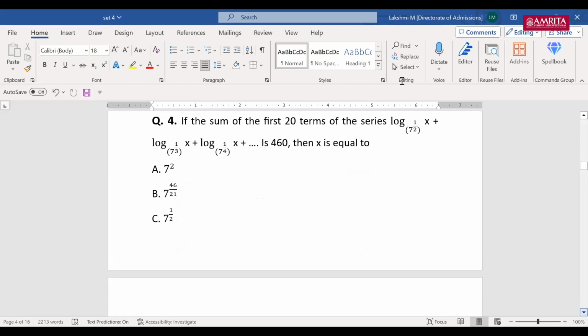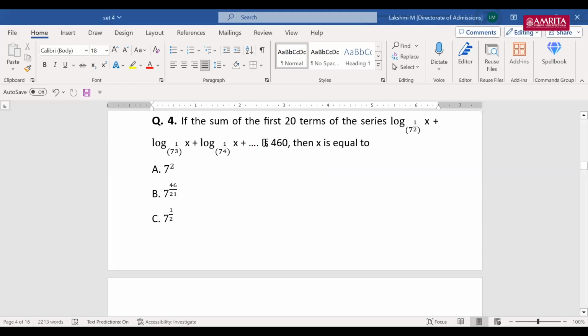Yes, this is the fourth question. If the sum of the first 20 terms of the series log x 7^(1/2), log x 7^(1/3), log x 7^(1/4), and so on, is given, they have told me the total number of terms is 20, and the value is given as 460. Now, what is the value of x?